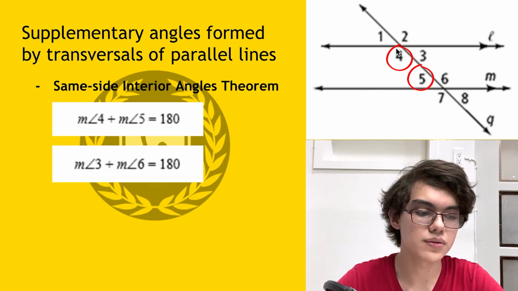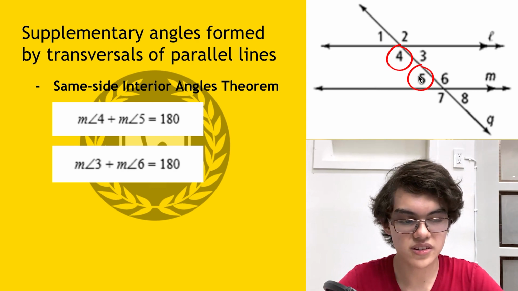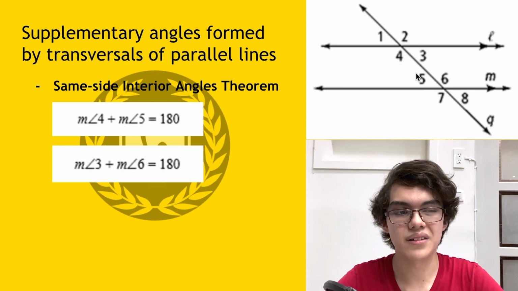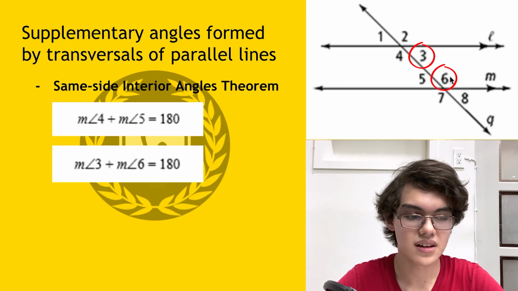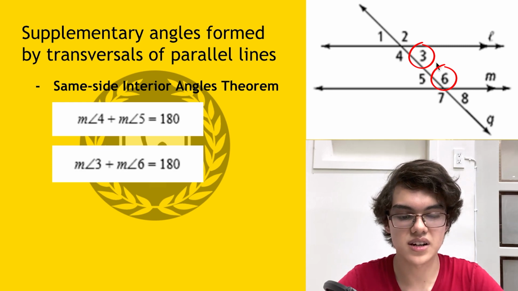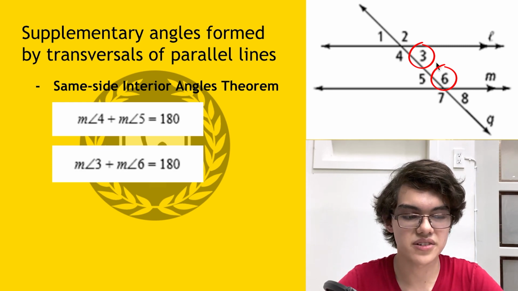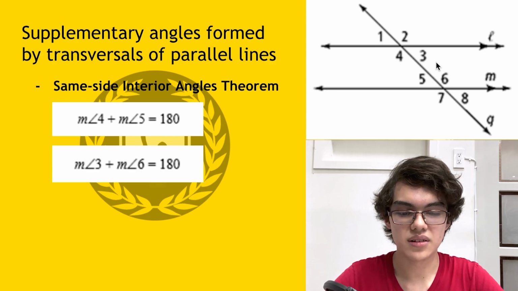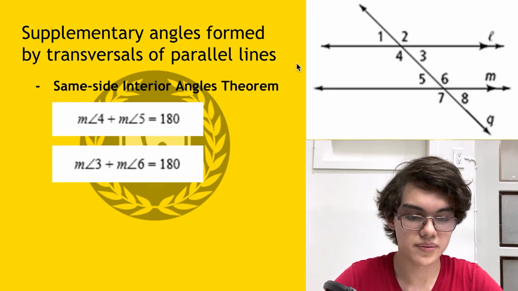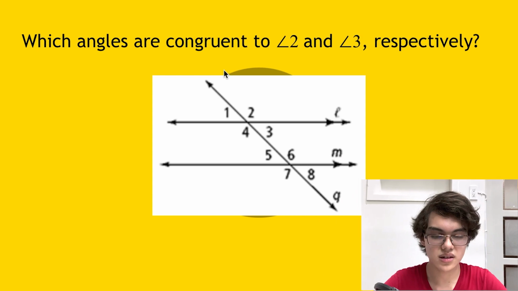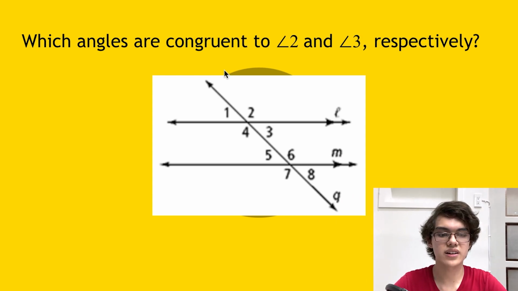So we know that angle 4 is supplementary to angle 5, and the other pair would be angle 3 and angle 6. These are on the right side of the transversal, so they're also same side interior angles, and they're supplementary. We know this because of the same side interior angles theorem. And here's an exercise for you. Which angles are congruent to angle 2 and angle 3 respectively? I'll give you a minute.